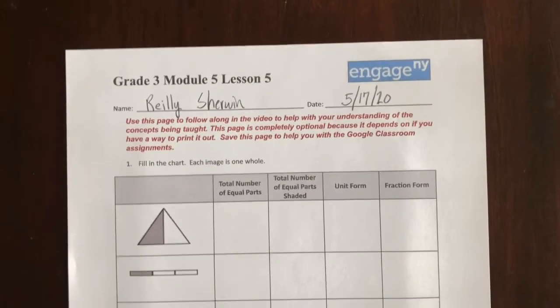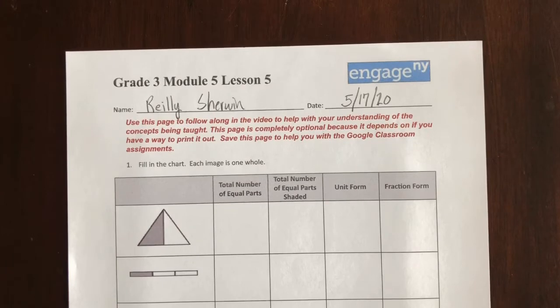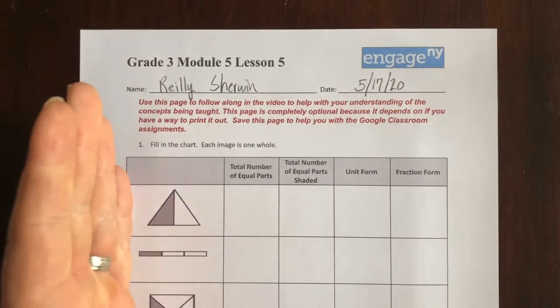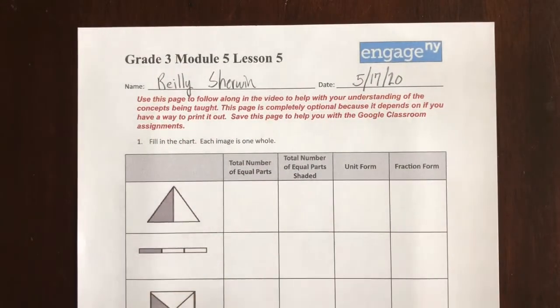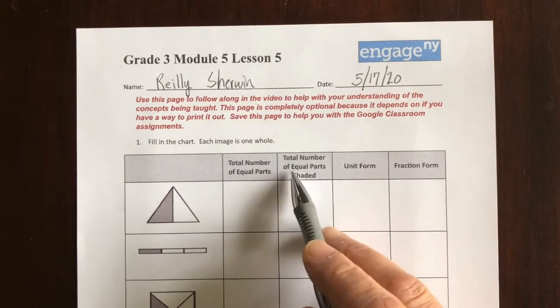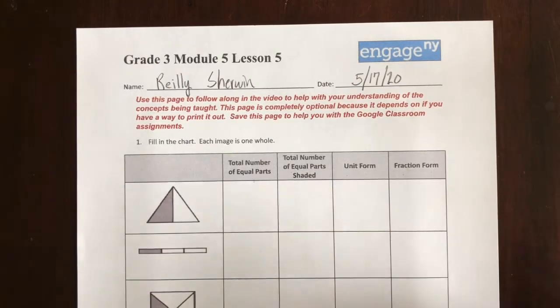Okay, here we go. Grade 3, Module 5, Lesson 5. This here is a chart that we're going to fill out, and we're going to look at the wholes. So each image over here on the left we see as a whole, and then we need to figure out what all these things mean. Total number of equal parts, total number of equal parts shaded, unit form, and then fraction form.